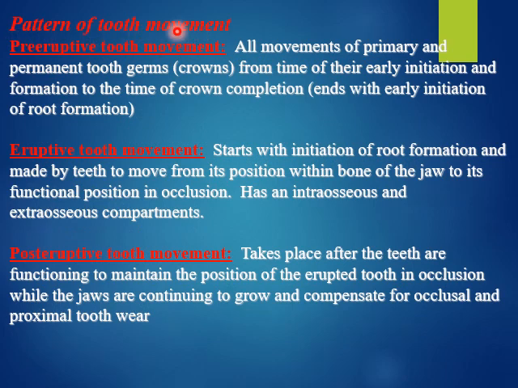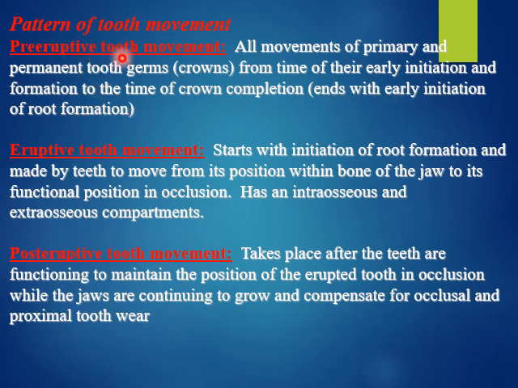Pattern of tooth movement, or phases of tooth movement. We have three patterns or three phases of tooth movement, which include pre-eruptive, eruptive, and post-eruptive tooth movement. Pre-eruptive tooth movement includes all movement of primary and permanent tooth germs, meaning the crown, from the time of their early initiation, meaning the dental lamina formation, to the time of crown completion, ending with early initiation of root formation.